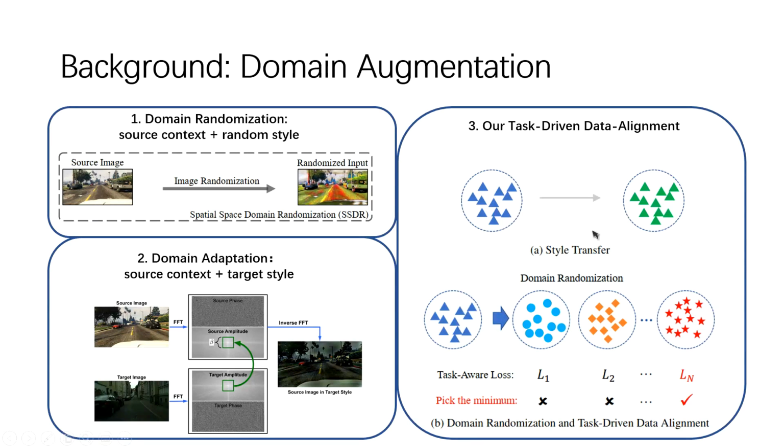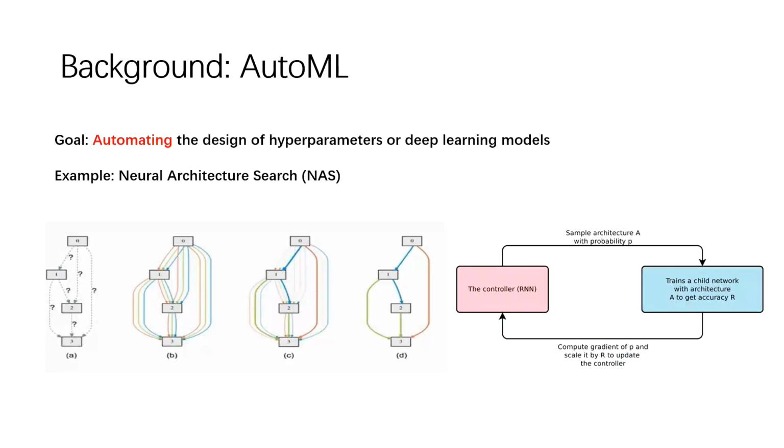But instead of random selection, we pick the most suitable augmentation based on the task objective, which enables a more dynamic and robust model for the target domain. But how do we make the choice? Here we introduce an AutoML technique to solve the problem.